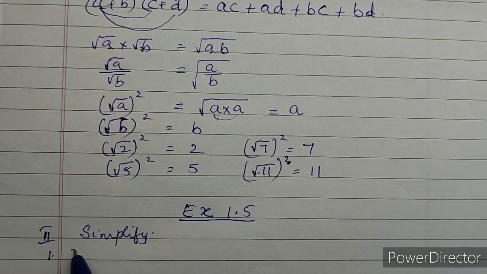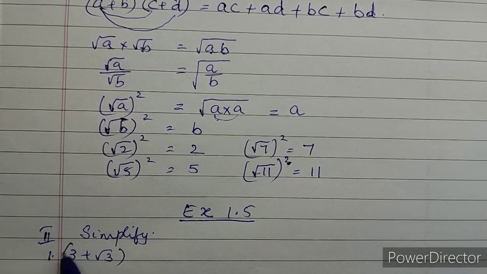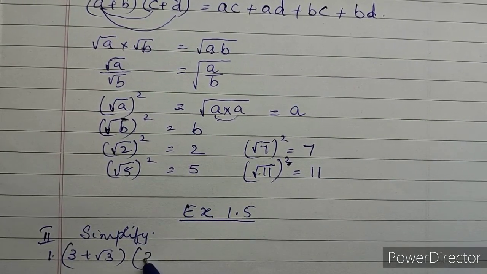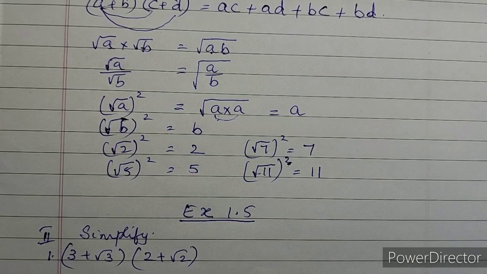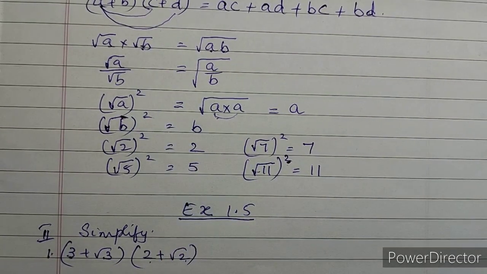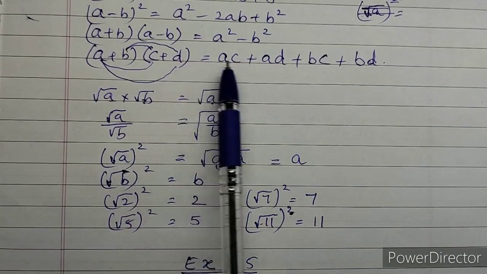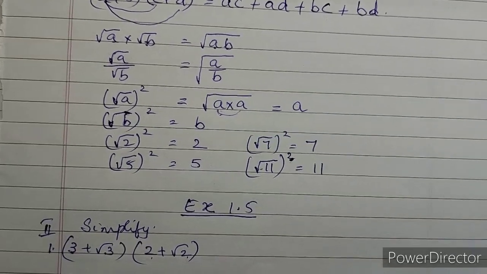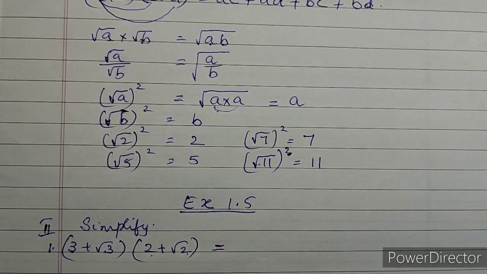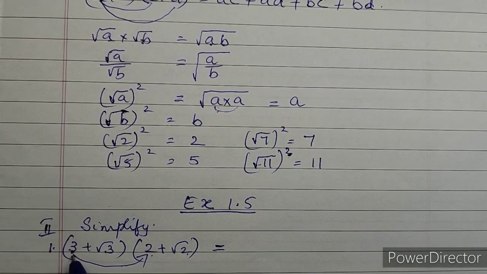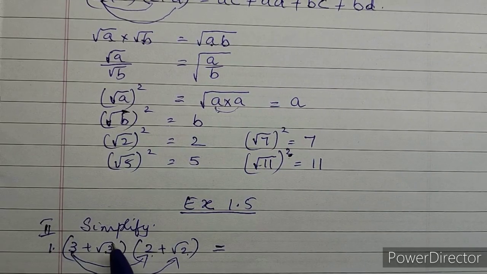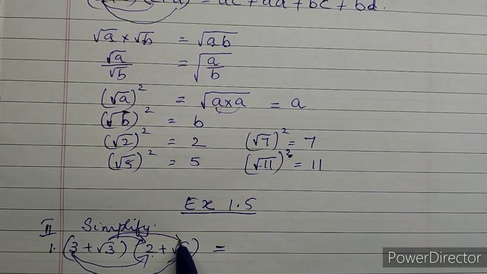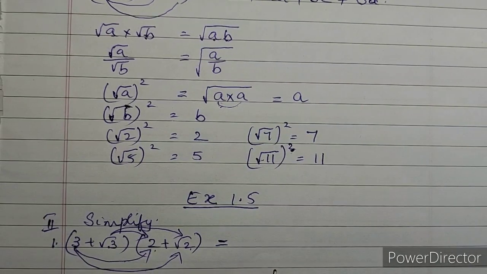So you have to use identities here. First one, 3 plus root 3 into 2 plus root 2. See, 3, root 3, 2, root 2. All 4 are different. So you have to use the fourth identity, a plus b into c plus d is equal to ac plus ad plus bc plus bd. Directly you can write, no problem. So 3 into 2, first one, and second one 3 into root 2. Next root 3 into 2 and root 3 into root 2. Like that you have to expand it and write.